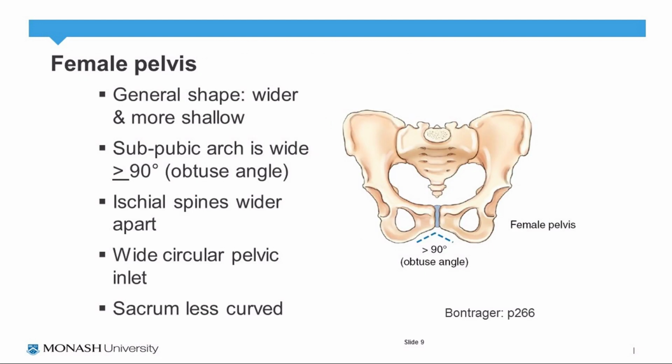With the pelvis, it's important to differentiate whether you are looking at a female or a male pelvis, and the biggest differentiation is when you look at the subpubic arc. In the female pelvis, it's greater than 90 degrees, so it's obtuse, and because of that, the ischial spines are wider, the circular pelvic inlet is wider, and the sacrum is less curved.